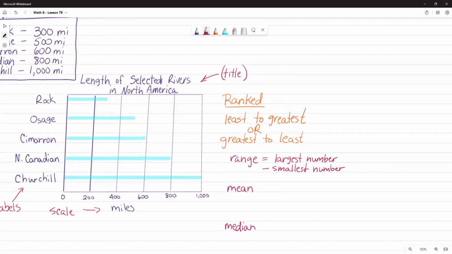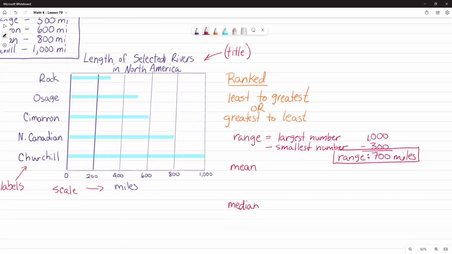And in this case, that is the Churchill, which is 1,000, minus the Rock, which is 300. And so we have a range of 700 miles. So it's not what's on your graph. So it's not the 0 to 1,000. It's from the smallest value from the information that you're graphing to the largest.